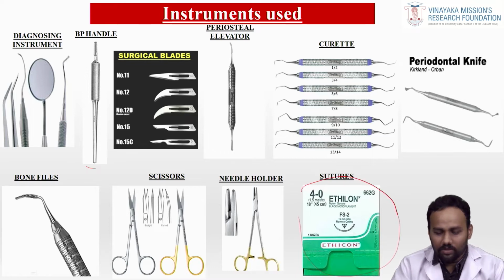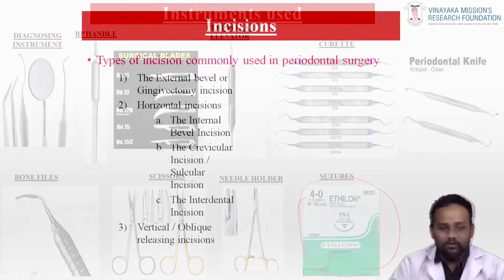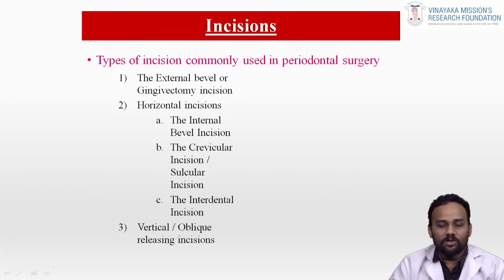The most commonly used suture needle is the reverse cutting needle, which has to be used in periodontal flap surgery to prevent tearing of the periodontal flaps. These are the different types of incision most commonly used in periodontal flap surgery: external bevel or gingivectomy incision, then horizontal incision, which is classified as internal bevel, crevicular or interdental incision, then vertical or oblique releasing incision.